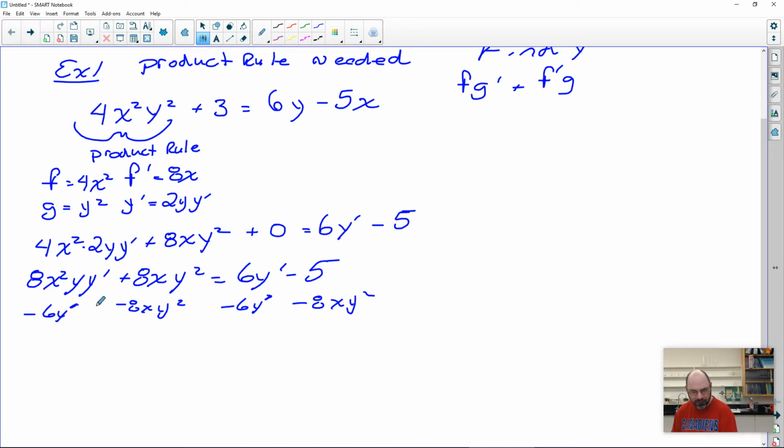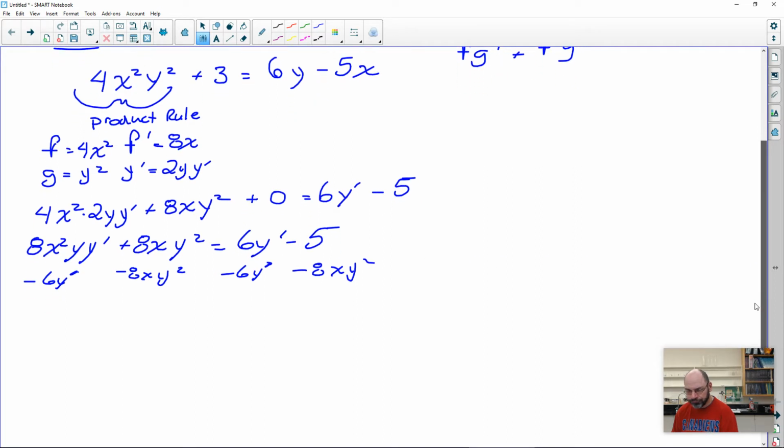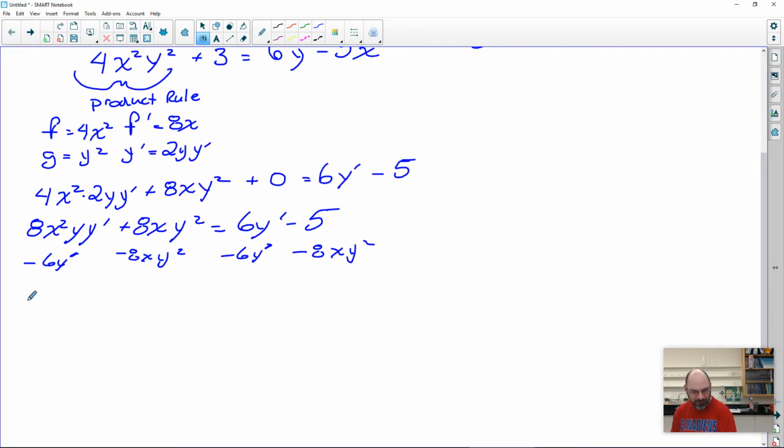Okay, so what do we get when we do that? Okay, so this stays 8x squared y prime minus 6y prime. That's a 0 there, equals, this is a 0, and then this comes up, you can put it first if you want, negative 8xy squared minus 5.